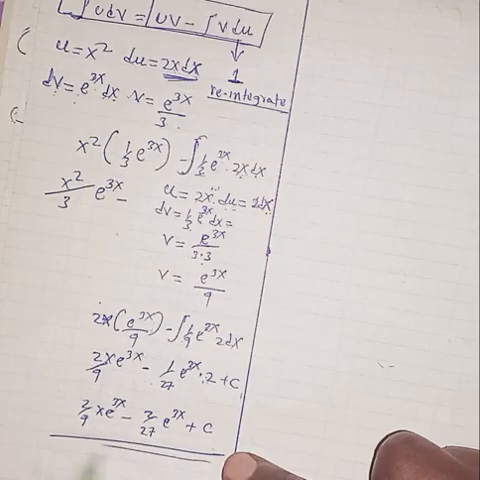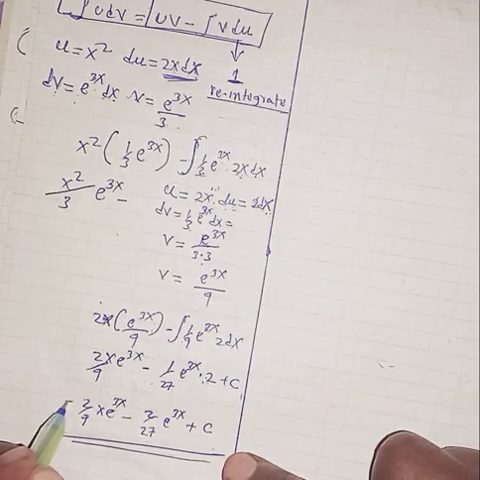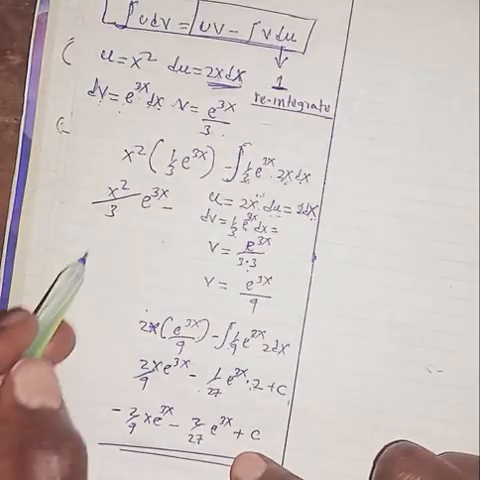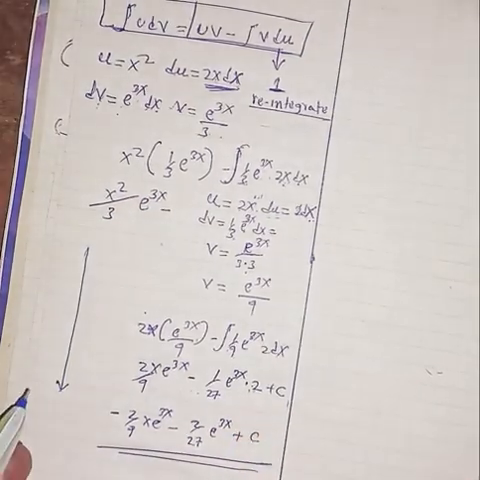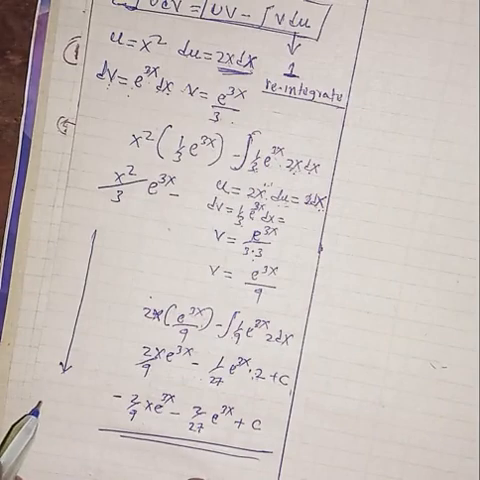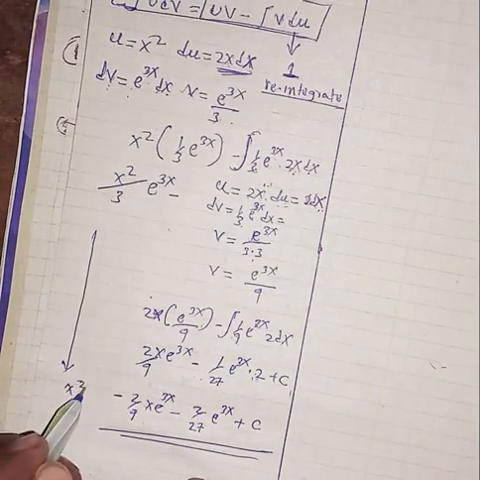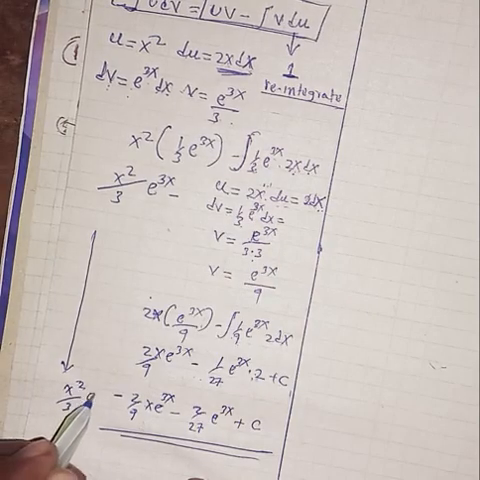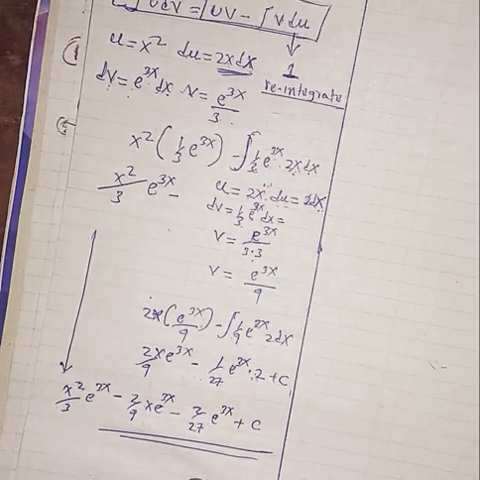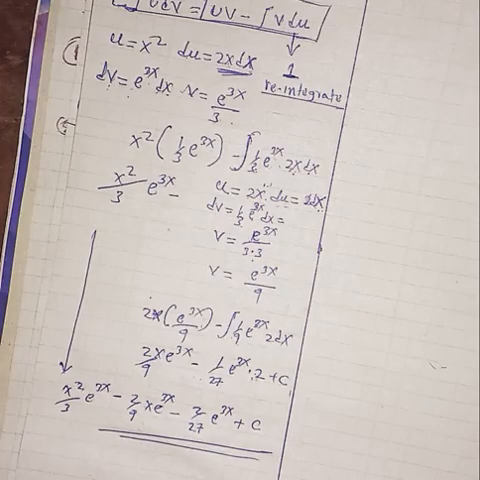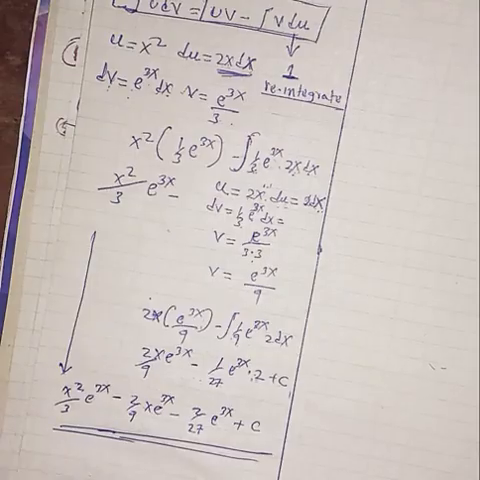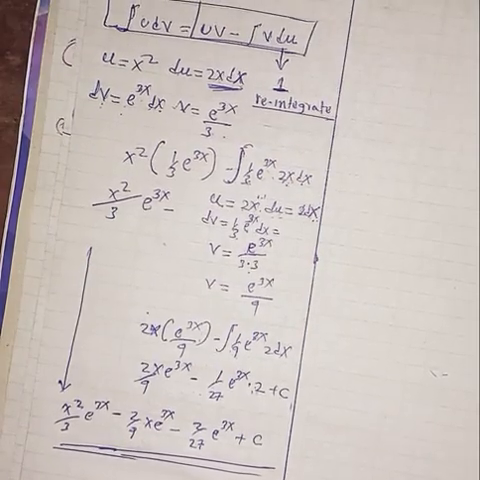This is now the first answer, but we have here minus. We bring that one here, minus x squared over 3 e raised to 3x. What are you seeing here? Is there any like terms? No. The answer is just like that. That is it. Hope you guys are getting it.